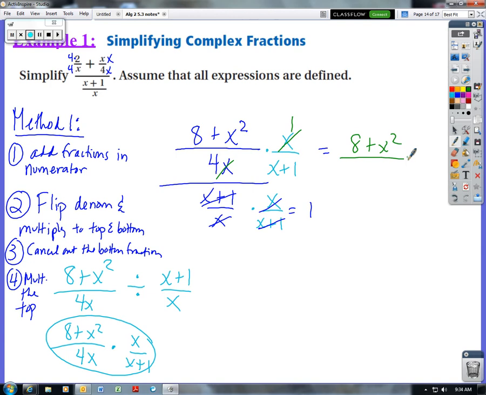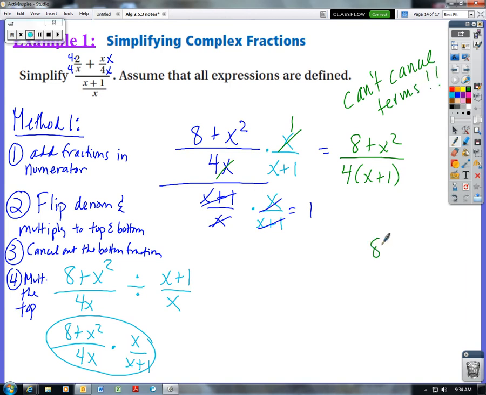And on the bottom, you're going to have 4 times x plus 1. So we can write that like so. Can you cancel the 8 and the 4? No, you cannot. And the reason is there's a plus right here. 8 and x squared are terms, and we cannot cancel terms. We cannot cancel things that are added and subtracted.